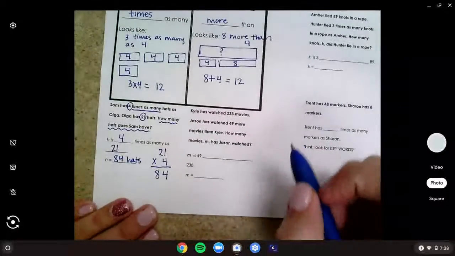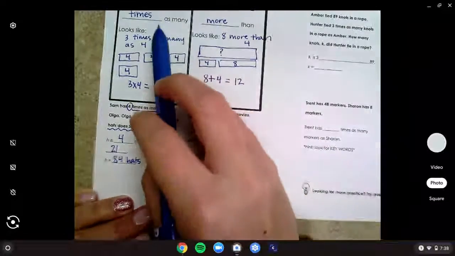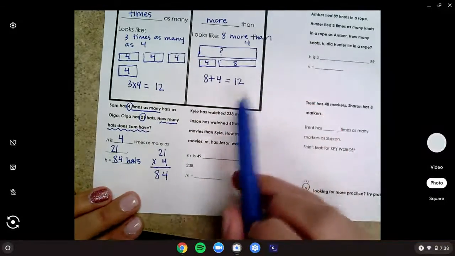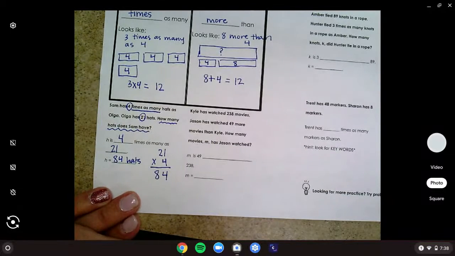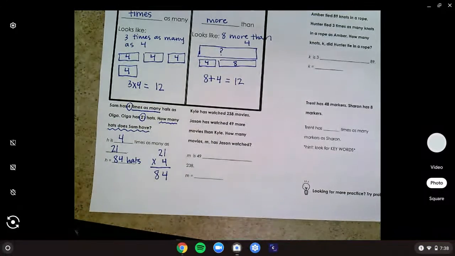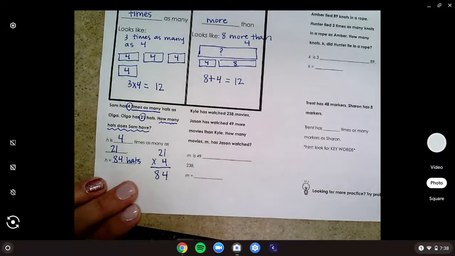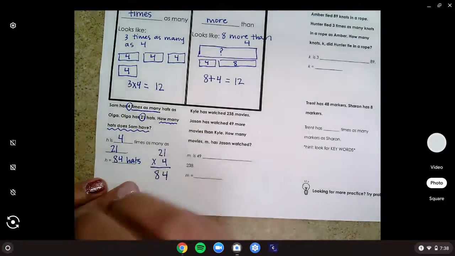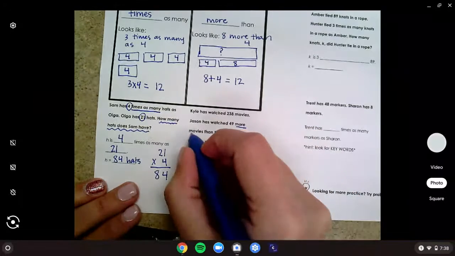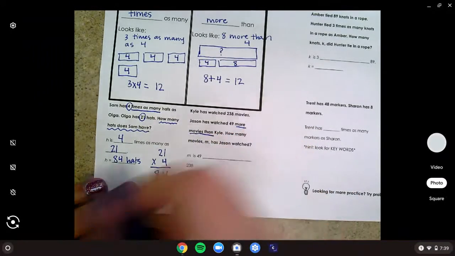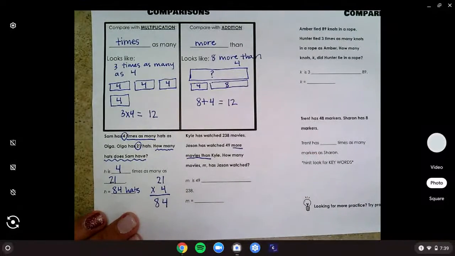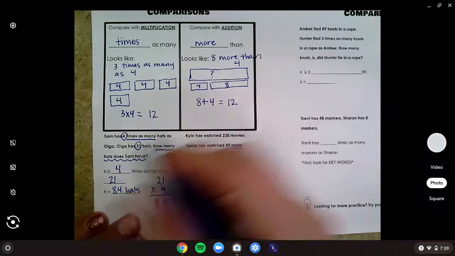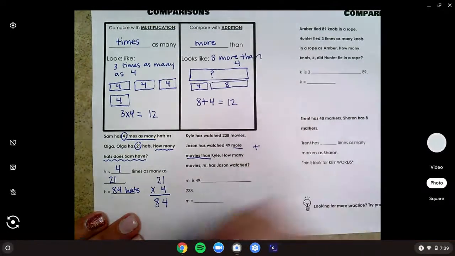Let's try one more. Okay, so this time we're going to first look for that phrase, like times as many or more than. Kyle has watched 238 movies. Jason has watched 49 more movies than Kyle. How many movies M has Jason watched? So we're looking through this time, and I saw something a little different. It said more movies than. Does that movies really make a big difference? No, because we still have that more than. Good. All right, so we know now we're going to do something related to addition.